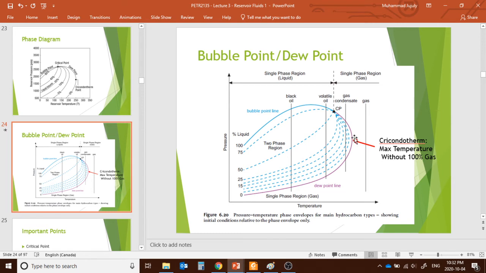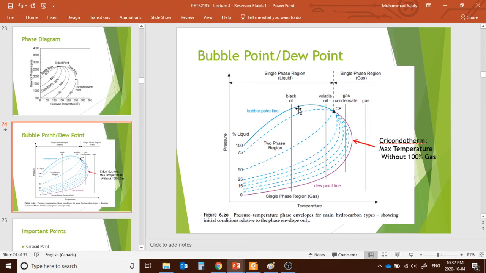That means the more you go in this way, increasing the temperature, everything will be 100% gas, and right after that it is a vapor liquid mixture.